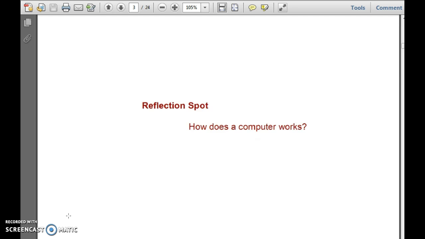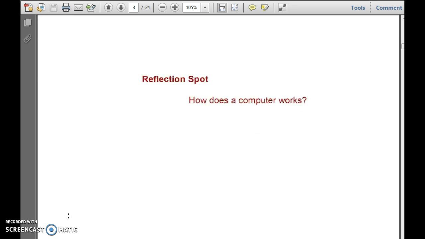So the answer is, a computer is a machine and this machine should have some input to work. So an input will be in the form of an instruction. So basically this computer will not be working unless we provide the input as an instruction.